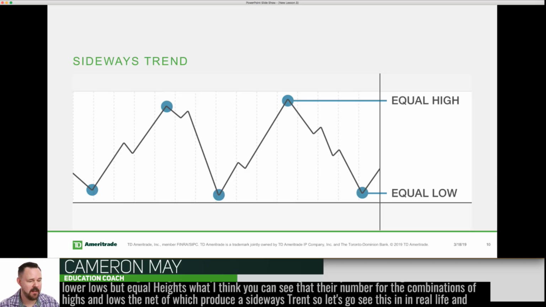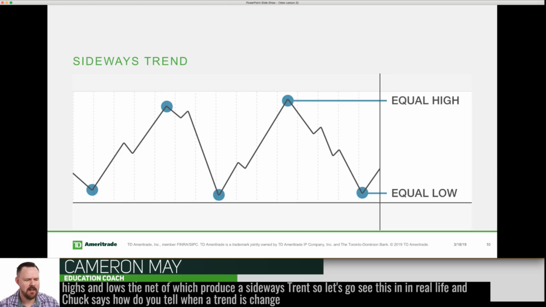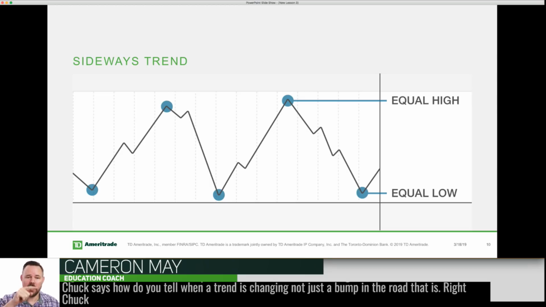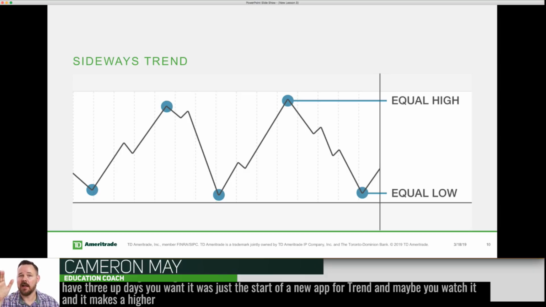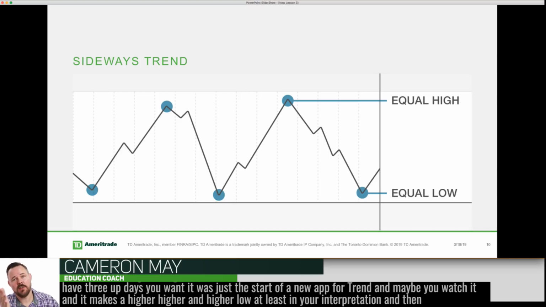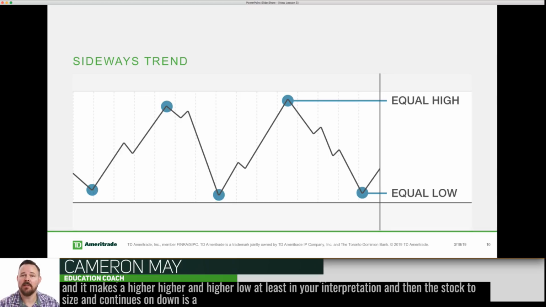real life. And Chuck says, how do you tell when a trend is changing, not just a bump in the road? It's tough, right, Chuck? Because you might recognize, let's say you have a downward trending stock and then you have 3 up days. You wonder, well, is this the start of a new upward trend? And maybe you watch it and it makes a higher high and a higher low, at least in your interpretation, and then the stock just sags and continues on down. Is that possible? Sure it is.